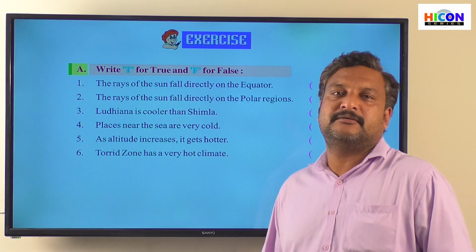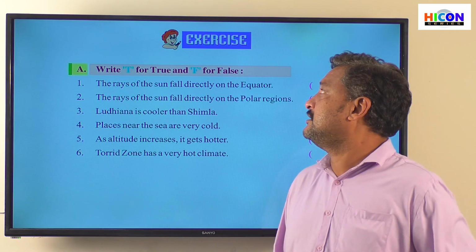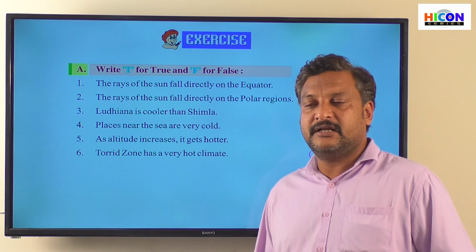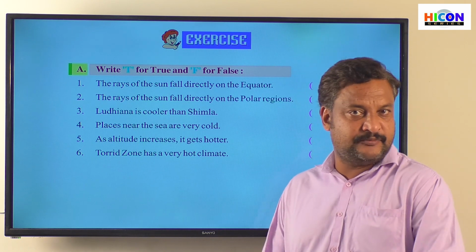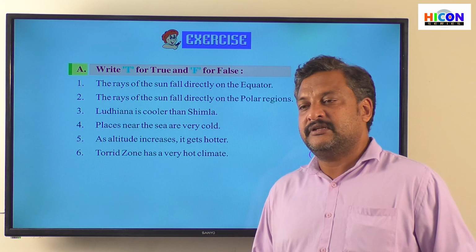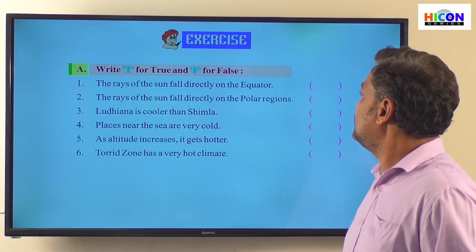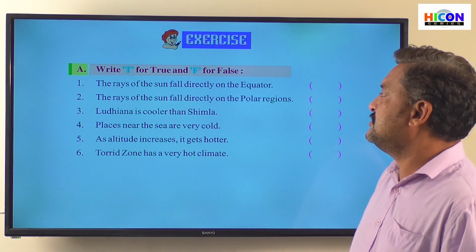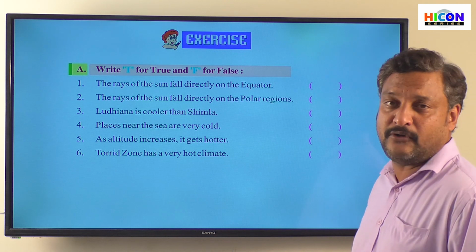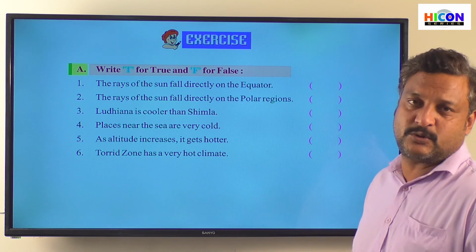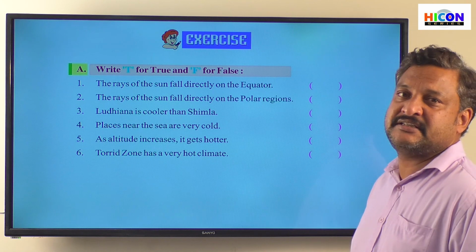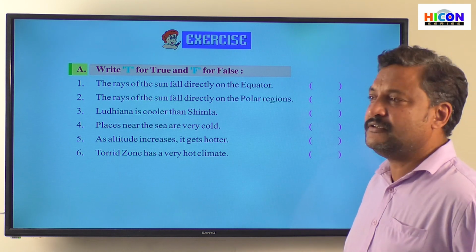So children, we have already completed the lesson part earlier, and now it is time for us to do the activity part of this lesson, right? The exercise and activity part of this lesson starts with write T for true and F for false, a true or false question. Okay, so the exercise starts with a true or false question.